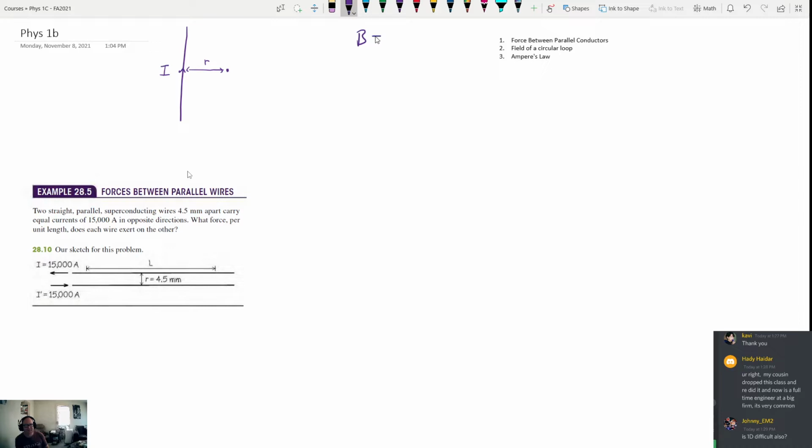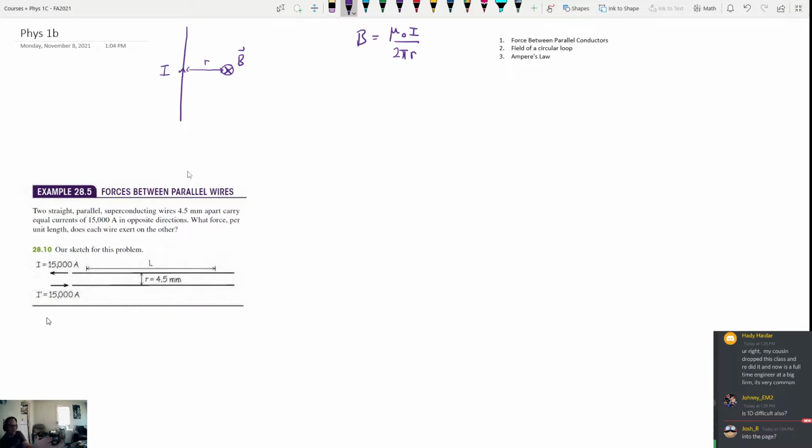We know the size is this, right? But what's the direction? Is it into the page or out of the page? Into the page is correct. So there's a magnetic field that's produced at this location. It points into the page, and if you don't remember how to do that, you run your thumb in the direction of the current, and then your fingers sweep out the direction of the magnetic field.